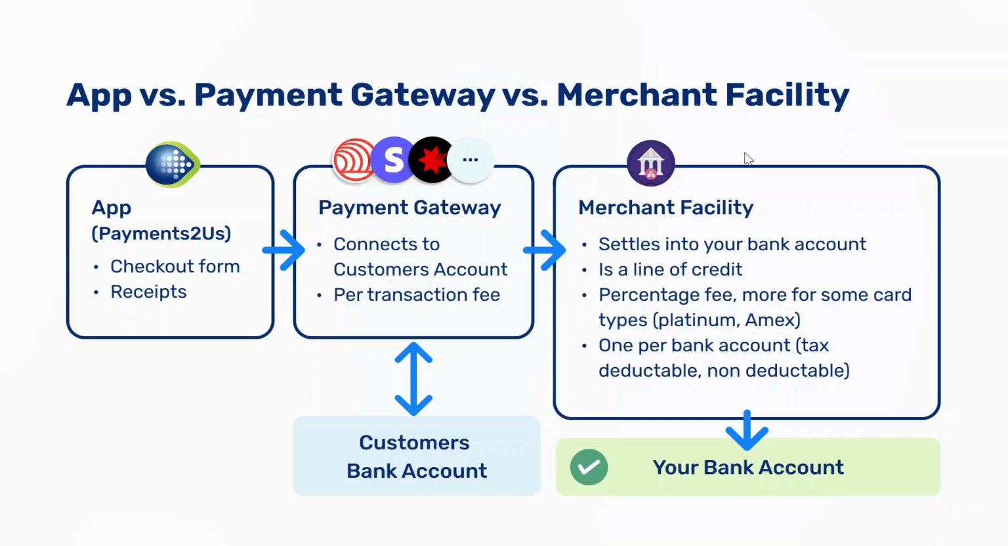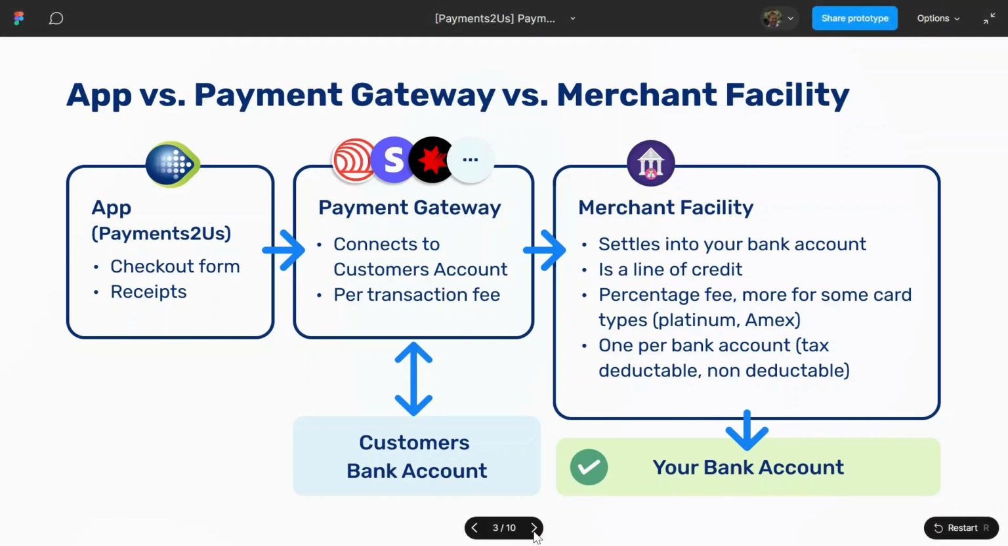Okay, so if you are wanting to have multiple bank accounts, you will need to have multiple merchant facilities. So you can have one payment gateway, but multiple merchant facilities equals multiple bank accounts. Hopefully that makes sense, and then say it goes into your bank account. So that kind of settles you out for those three things.